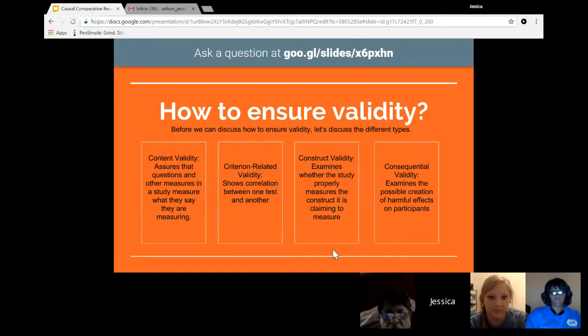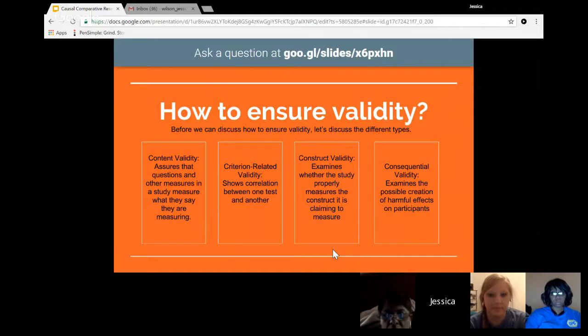Criterion-related validity shows correlation between one test and another. That's kind of like what I was talking about with reliability. If you compare two different tests together, and the results are the same, then it shows a correlation between the two of them. Construct validity examines whether the study properly measures the construct it is claiming to measure. The constructs are just the ways that they're measuring and what it's measuring, and making sure you're getting results that properly correlate with what you're trying to measure.